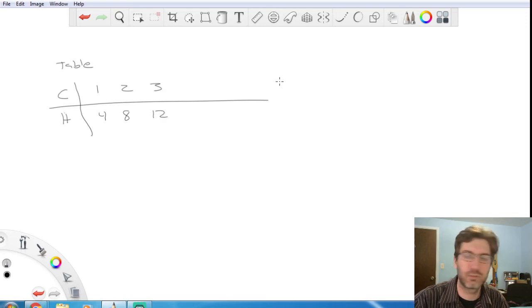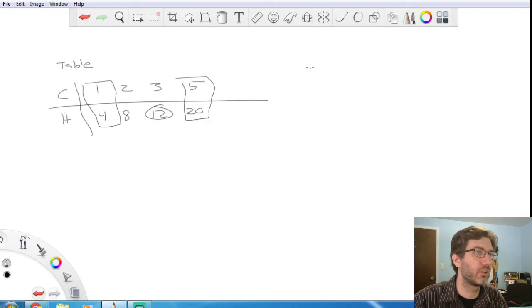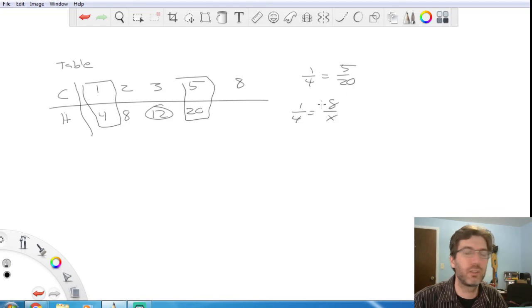Well, it doesn't ask for 2, it asks for 3, it asks for this one. So you got to fill in that number. It doesn't tell you 5, but you can figure out 5, right? It's going to be 20. And you can use this ratio here to help you figure those out if you want to use proportions. Right, 1/4 equals 5 over 20. If I want 8, right, then I would say 1/4 equals 8 over what? And then you can use your proportions to figure that out.